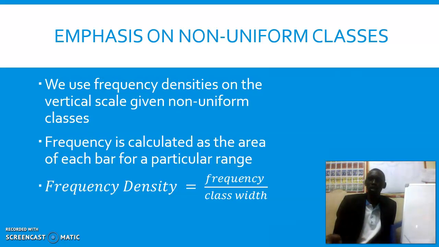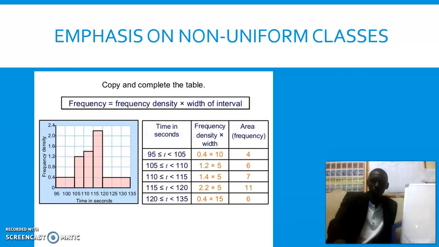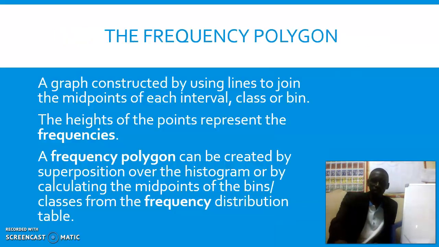You might subtract the limits and then add the gap that we saw in between the ranges, or you may just subtract the boundaries and you'll be able to determine the class width of that particular range. Still on the emphasis of the non-uniform classes, we have this example here. You can see the graph has different widths for each of the bars. You can study it further.